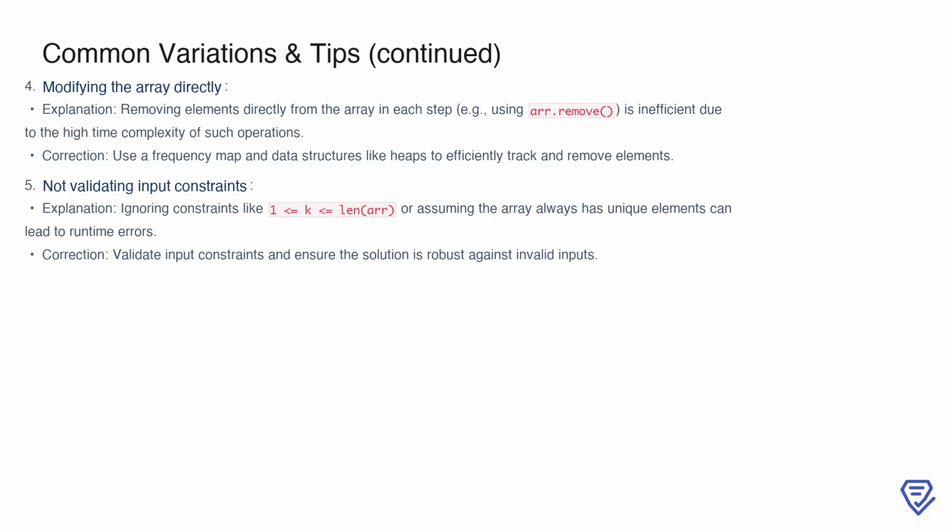It's also crucial to validate input constraints. If constraints like 1 ≤ k ≤ len are not respected, or if it's assumed that the array always contains unique elements, runtime errors can occur. Ensuring the solution is robust against invalid inputs is key to avoiding these issues. By focusing on frequency maps and adhering to constraints, you can create a solution that is both efficient and reliable.